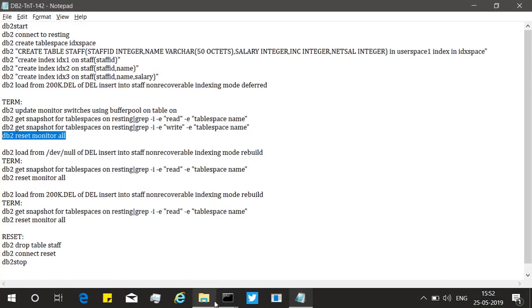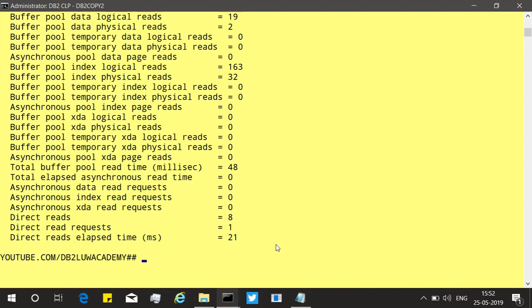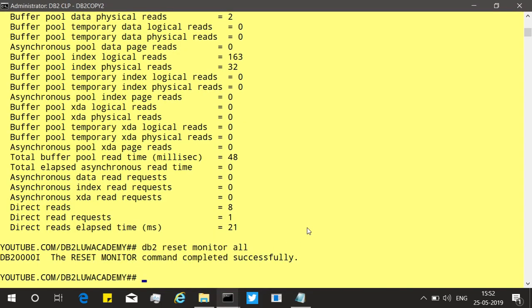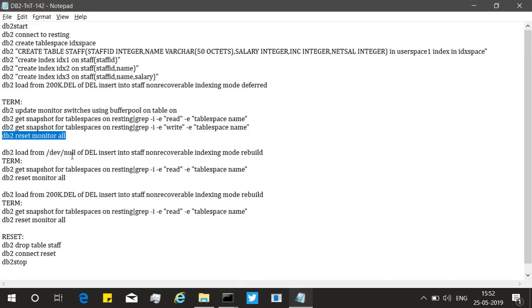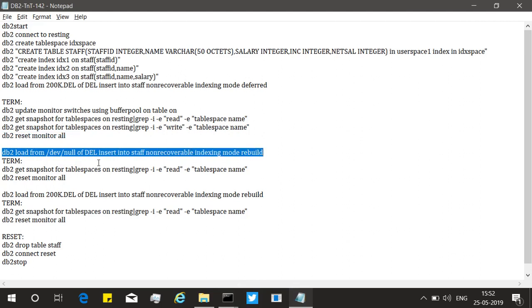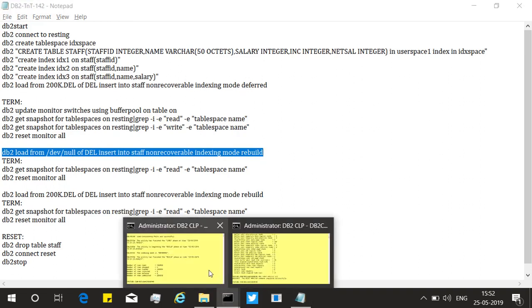Okay, so reset monitor all. I'm just going to reset that. The next thing I'm going to do is load from null device, inserting into the same table. This will do a pure rebuild of the indexes. It's not touching the data table space. It will be touching the index table space. You can see that very well now.